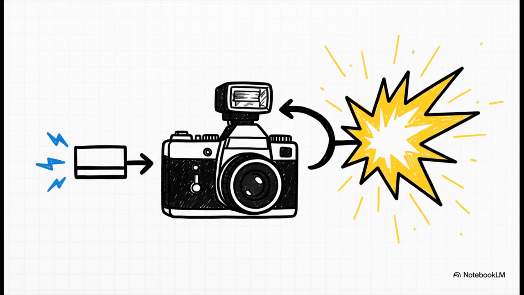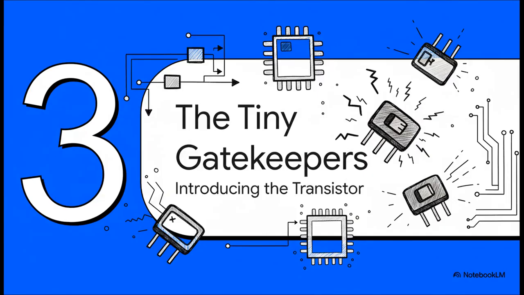That is all powered by a capacitor. It slowly, patiently stores up energy from the battery, and then when you hit that button to take a picture, bam! It dumps all of that energy instantly into the flashbulb. So we can store energy, but how do we control it?